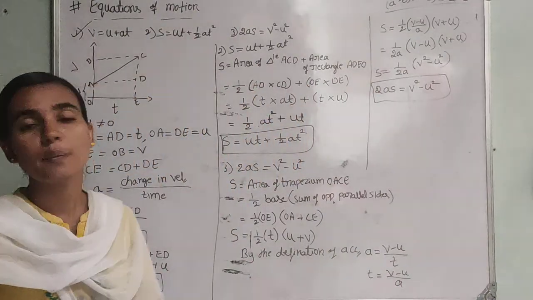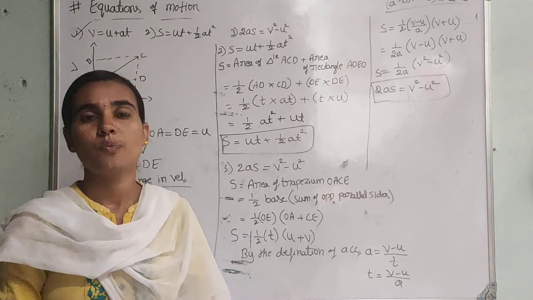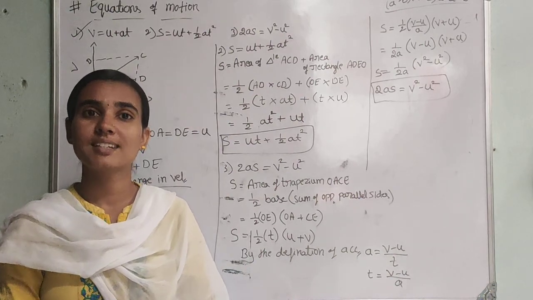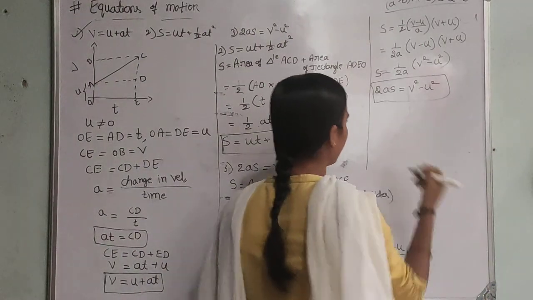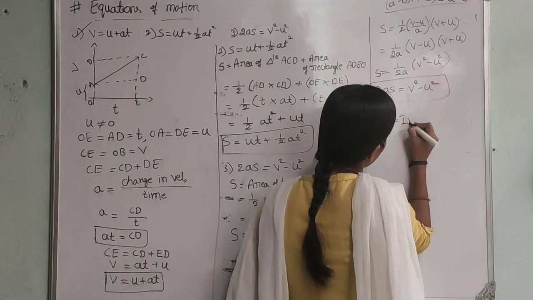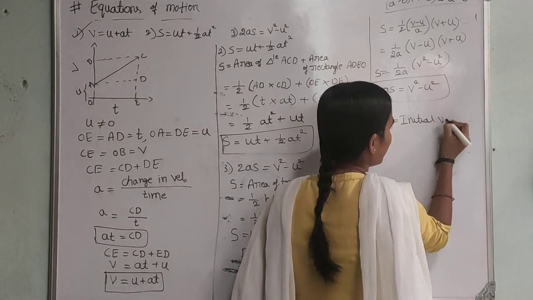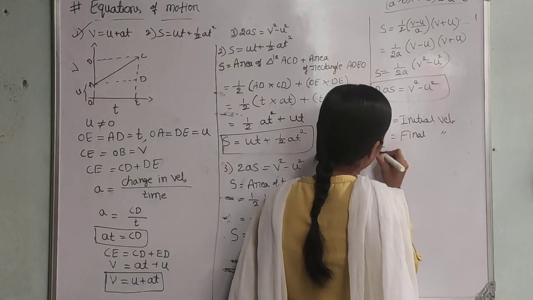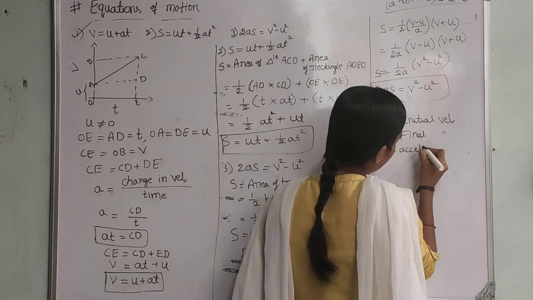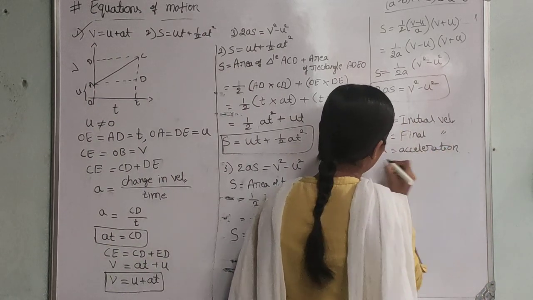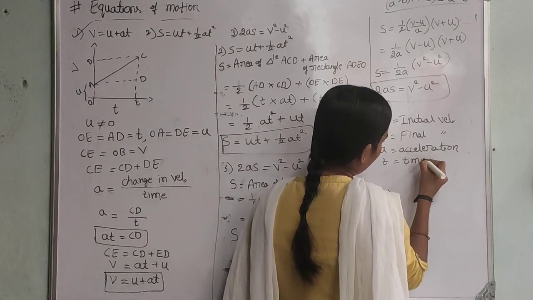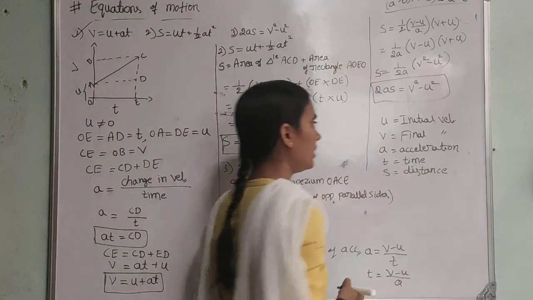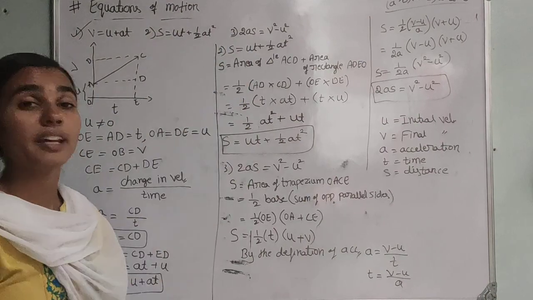So these are very important equations. We use these equations to solve problems when the objects are moving along a straight line. Just for understanding, I will write: U is initial velocity, V is final velocity, A is acceleration, T is time, and S is distance. These are the terms used in these three equations.